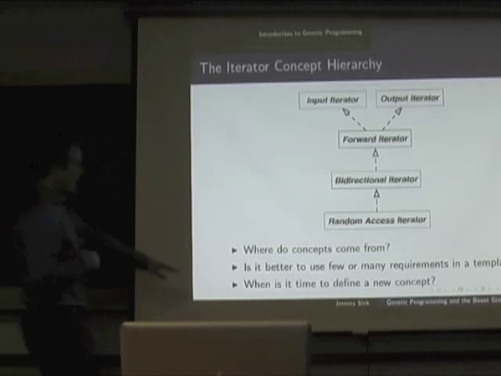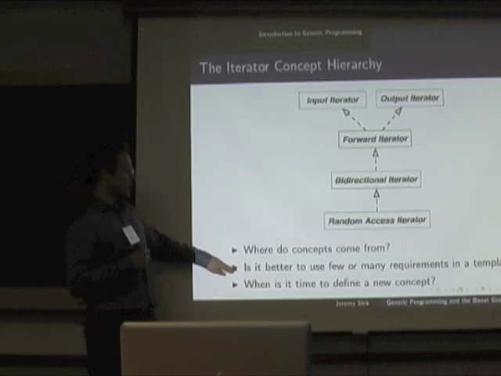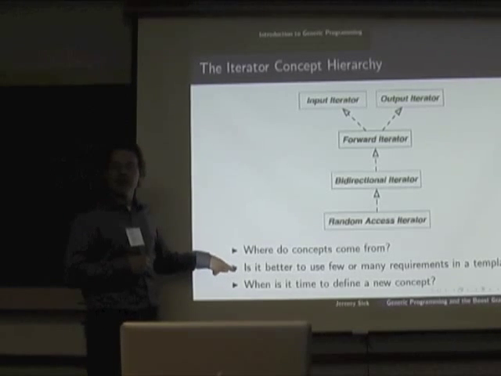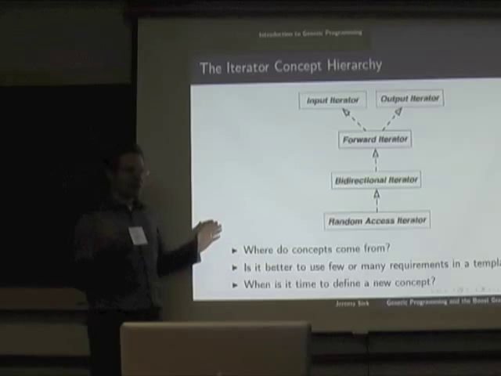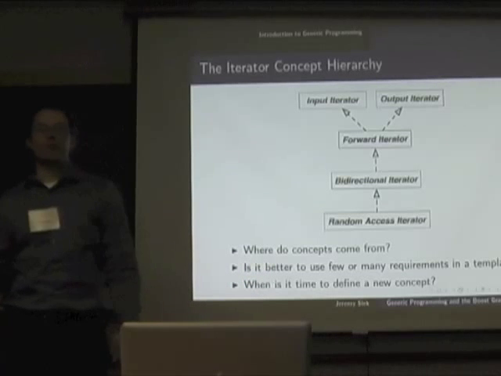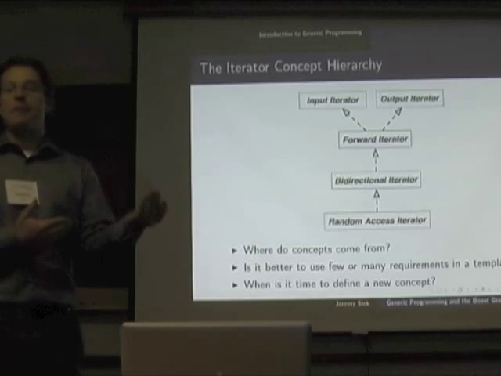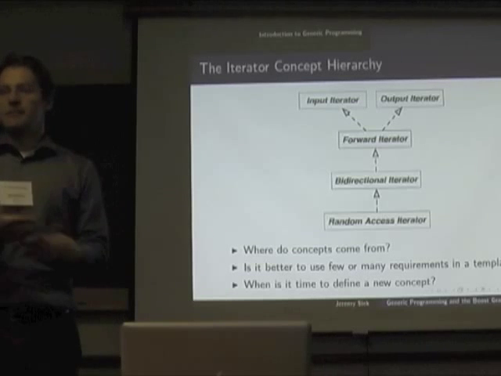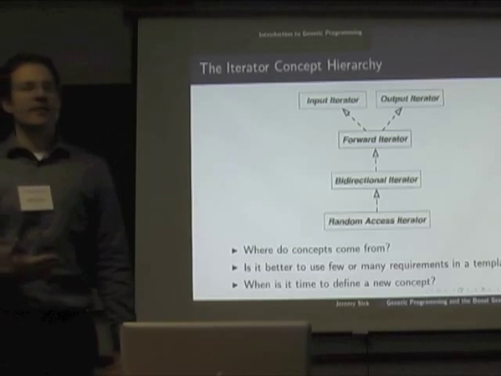I think in some sense I already answered this. Is it better to use few or many requirements in a template? The answer is few. The fewest possible that you can get away with and still get the algorithm to work. That's an important process of trying to reduce and minimize the requirements. When is it time to define a new concept? When you're implementing new algorithms and there just doesn't happen to be a concept out there already that matches the minimal requirements that you need.